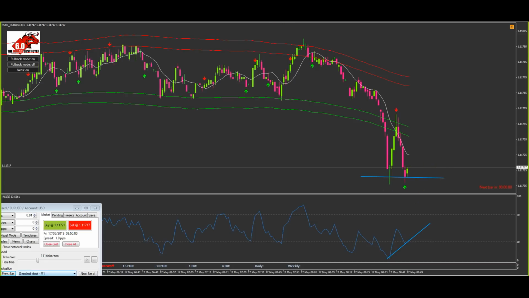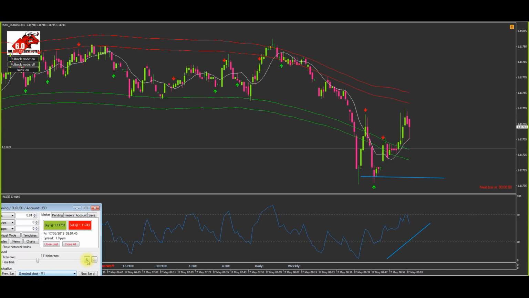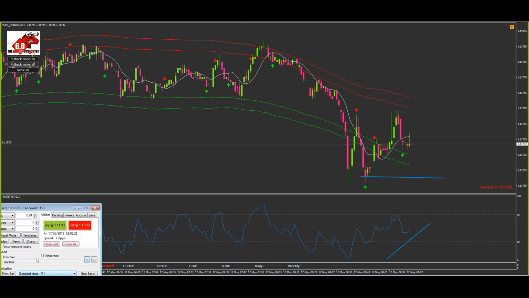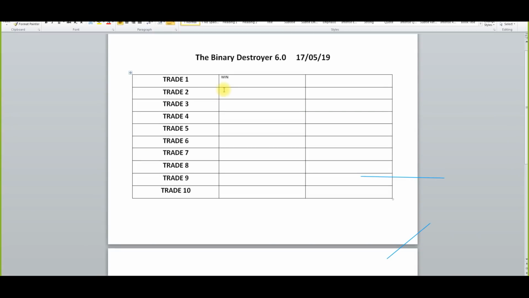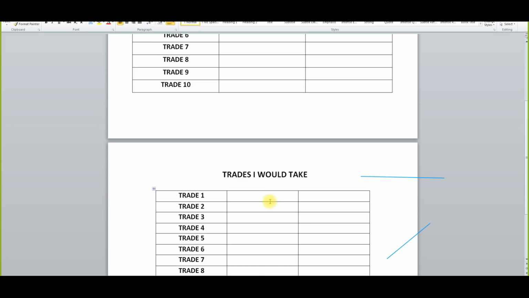Plus a signal. So I would get into this trade. For me, I would get into this trade, 10-minute expiry. Was this a winner? Yes, no question about that. That was a beautiful winner. So we're on our second trade, which was a winner. And I would also write down here a trade I would take. Again, this is the trade that I would take. So it would be a winner.